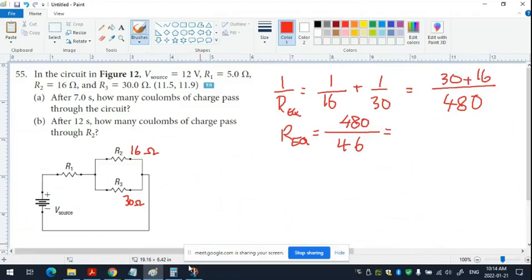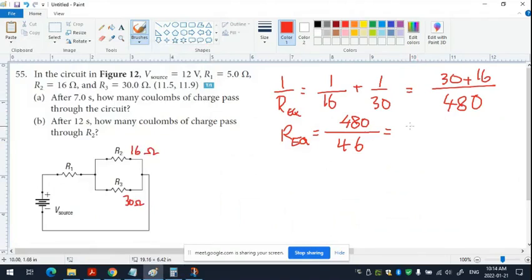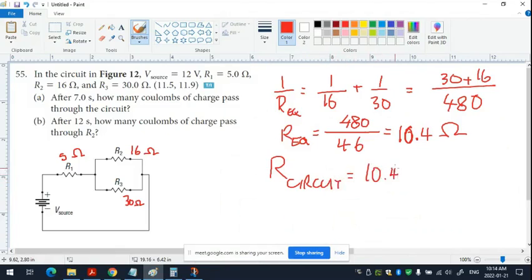How much is that? 480 divided by 46. Whoa, made a mistake. 480 divided by 46. 10.4. What do I do with this number and this number? Add them up because now they're connected in series. So our circuit is equal to 10.4 plus what? Which is 15.